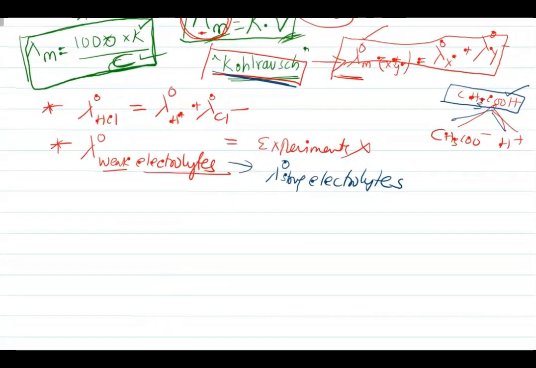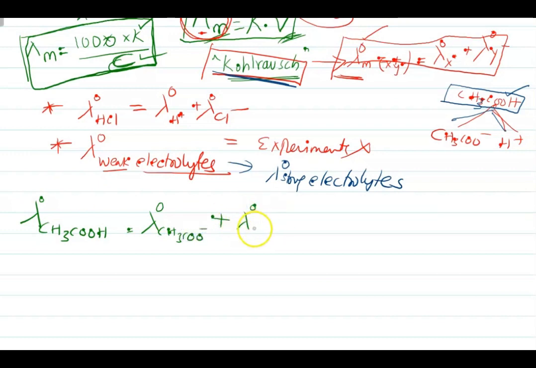Let us consider, for example, if you want to calculate the limiting molar conductivity of acetic acid, very important. We can calculate by using the limiting molar conductivity of acetate ion. This is what KOHLRAUSCH law says. It is the sum of the limiting molar conductance of its cation as well as anion, or individual contributions of cation and anion. So once you know the limiting molar conductivity of acetate ion as well as H plus ion, then we can get the limiting molar conductivity of acetic acid. This is what our law says.